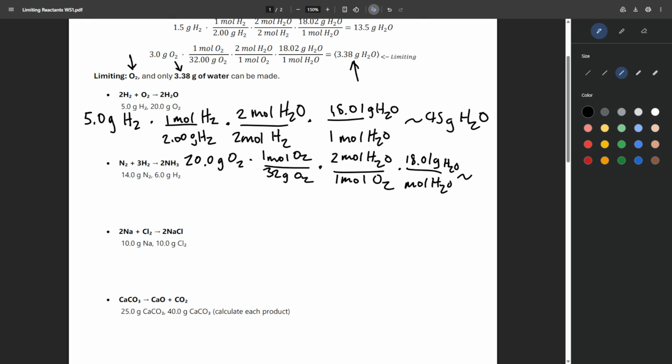I'll actually pull out my calculator. So 20 divided by 32 times 2 times 18.01. That'll be roughly 22.5 grams of water. And so you can tell, all right, you're making less water with oxygen, therefore the limiting reactant is oxygen, and you can only make 22.5 grams of water.